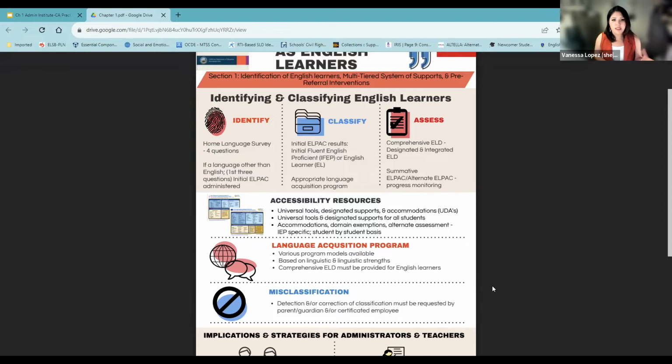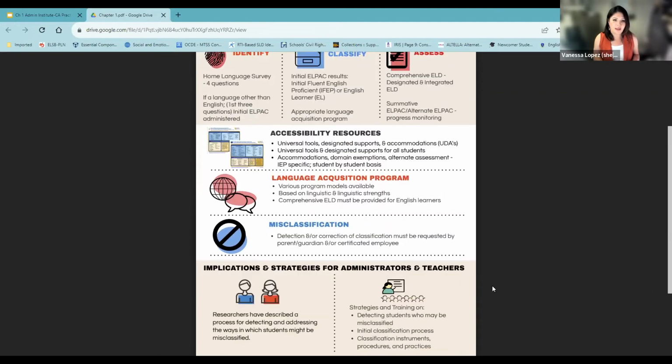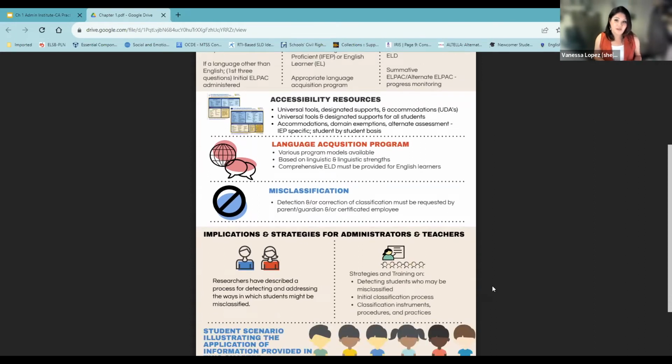So again, first section, identifying and classifying English learners: identification process, classification, assessment, accessibility resources, how to select these. Also language acquisition programs, misclassification, how to address it. And again, we know that a lot of addressing misclassification or issues that require remediation in the future are much better handled before any of that happens. So we're going to be getting into some of that as we address some of the administrator questions.